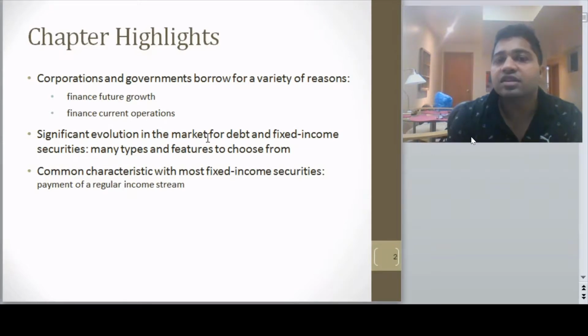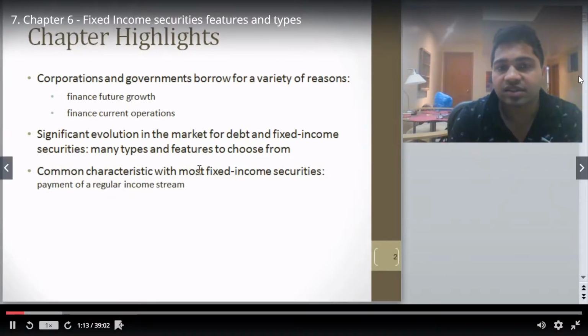A significant evolution has happened in the market for debt and fixed income securities. So many types have resulted out of it and features have increased a lot. A common characteristic of most fixed income securities is payment of a regular income stream.